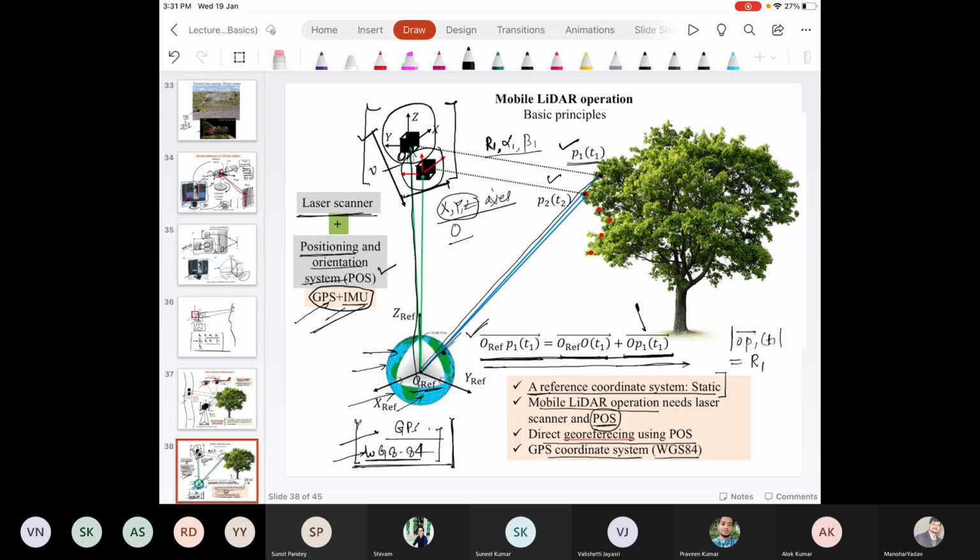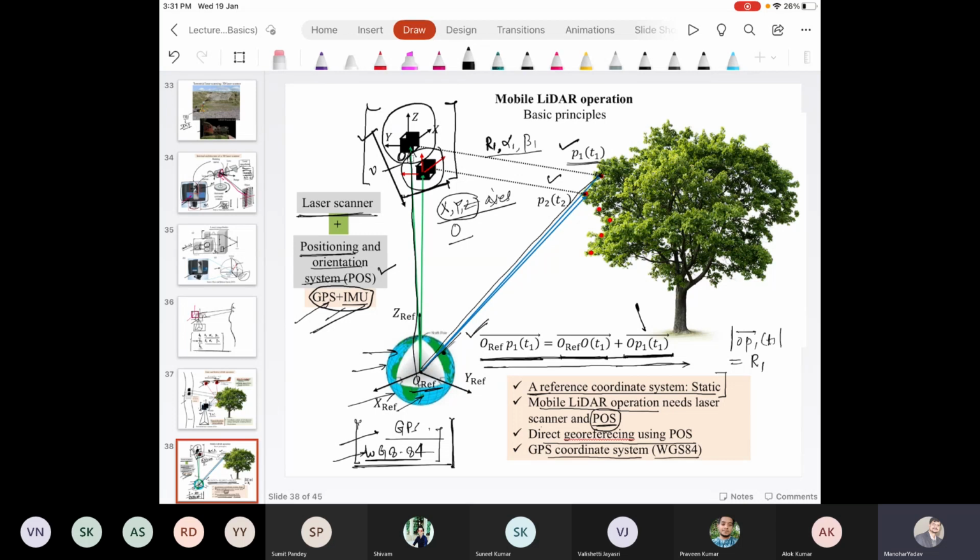Sir, it is correct, sir. It is correct in the same way as in class 11, 12, the river boat problem, where we related our velocity with the still water, and the still water velocity we related with the earth. In the same way, we can relate the reference system of this point with respect to this laser system, and then we have already referenced the coordinate system of the laser system with the reference system. So at the end, we will get the O reference P1 in the same coordinate system.